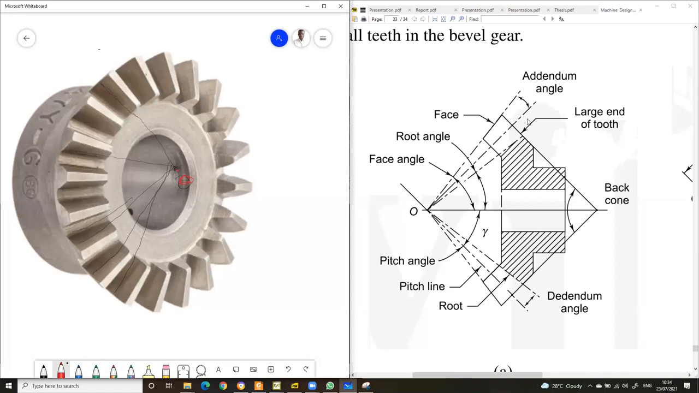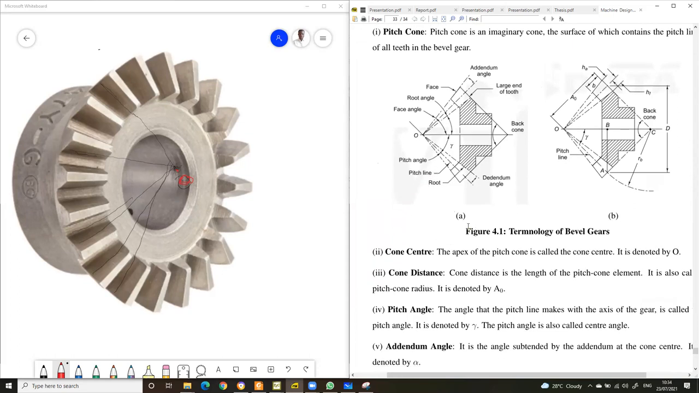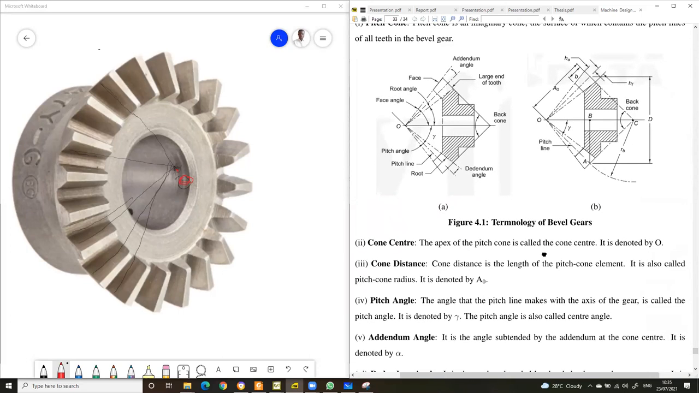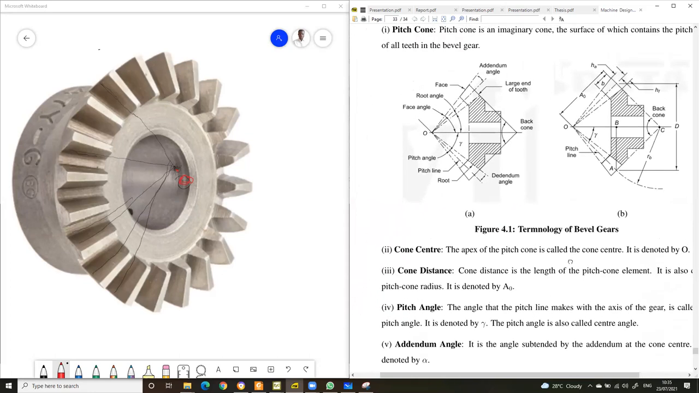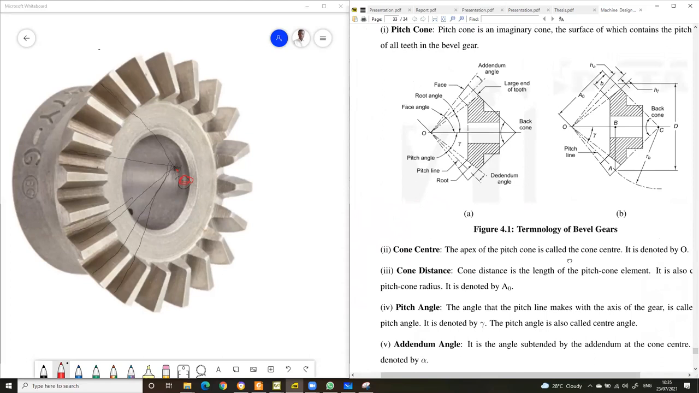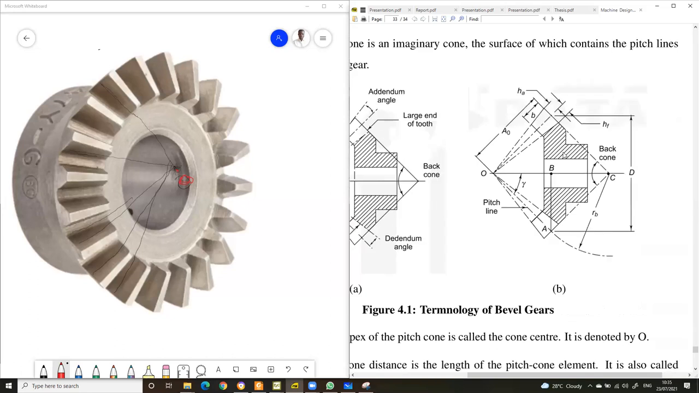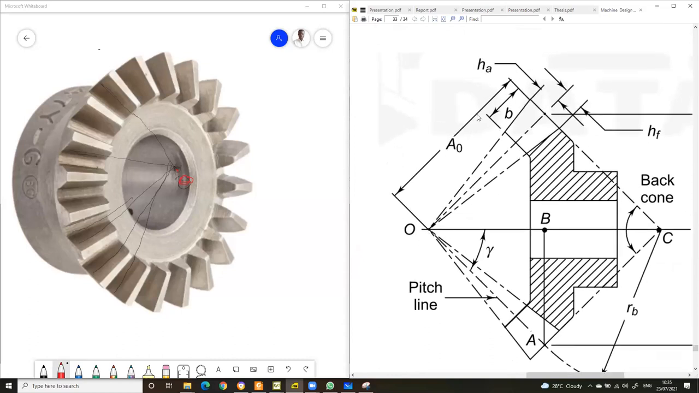Then we also have the cone distance. The cone distance is the length of the pitch cone element, and it is also called the pitch cone radius. It is denoted by the letter A O. So we can see it from this side here, the cone distance. That is the distance from the cone center up to.